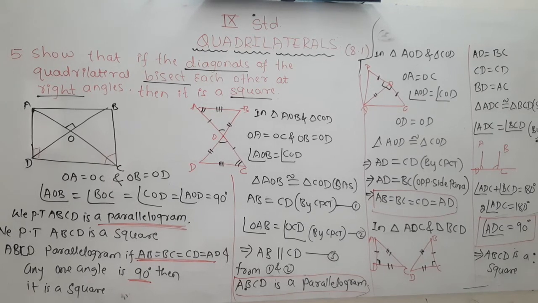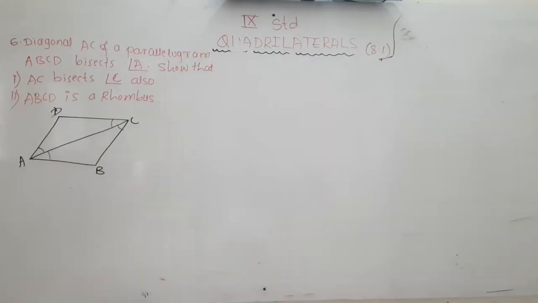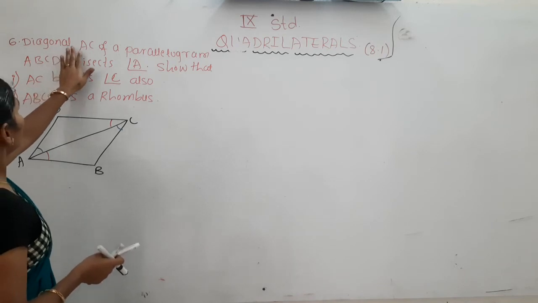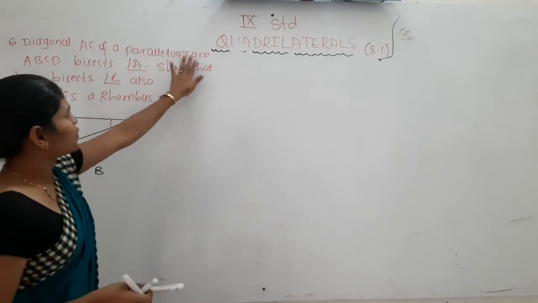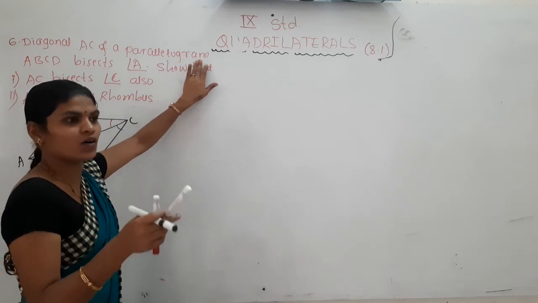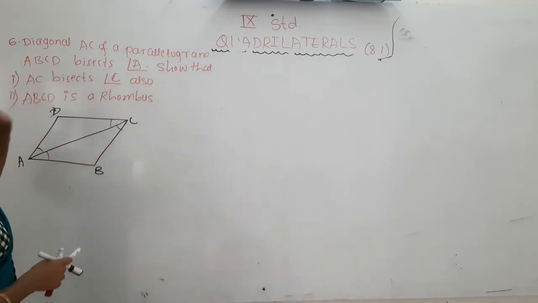I hope you have written. Next we will go to the sixth question. Next question: diagonal AC of a parallelogram. AC is one of the diagonals of parallelogram ABCD.